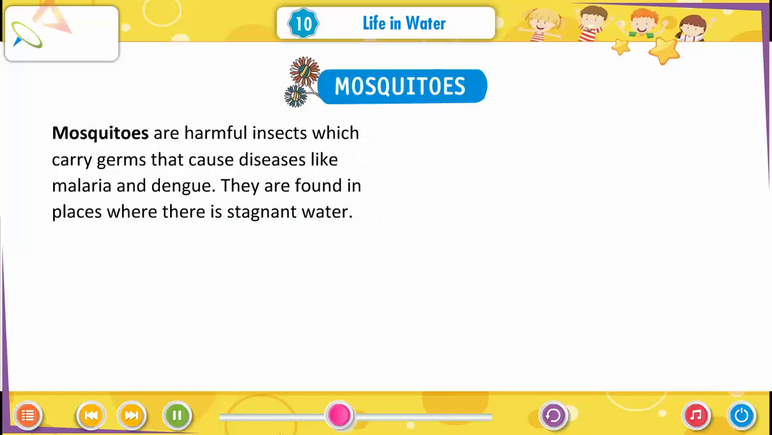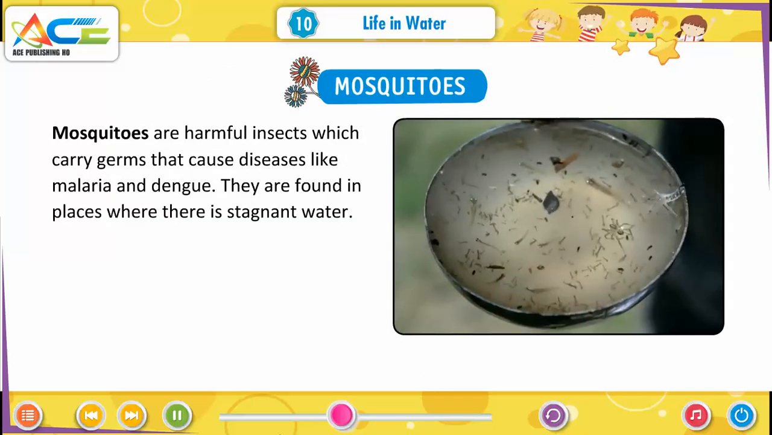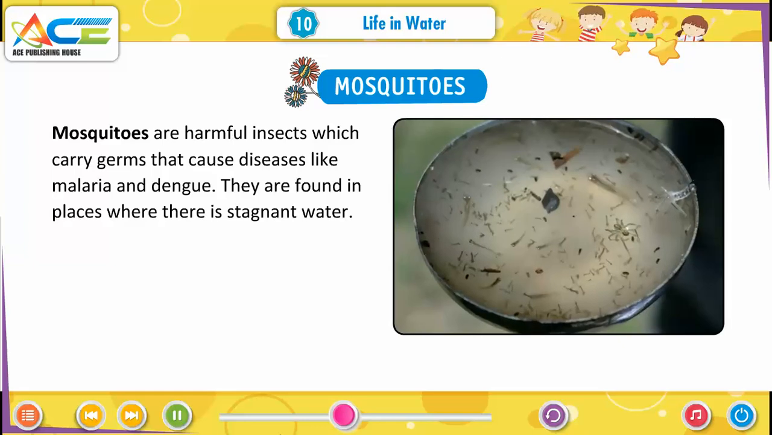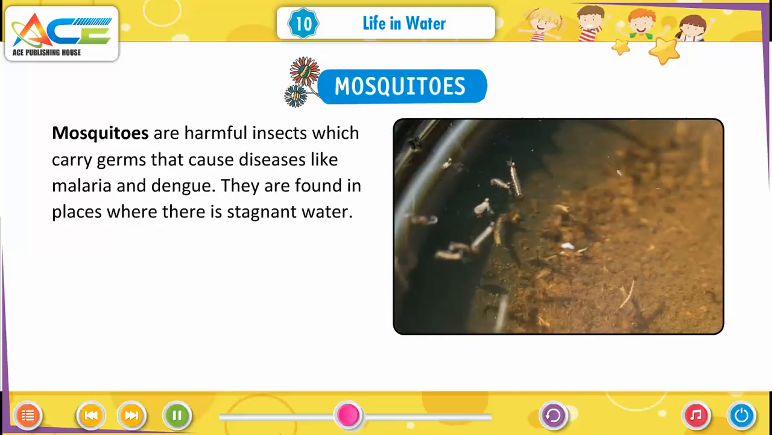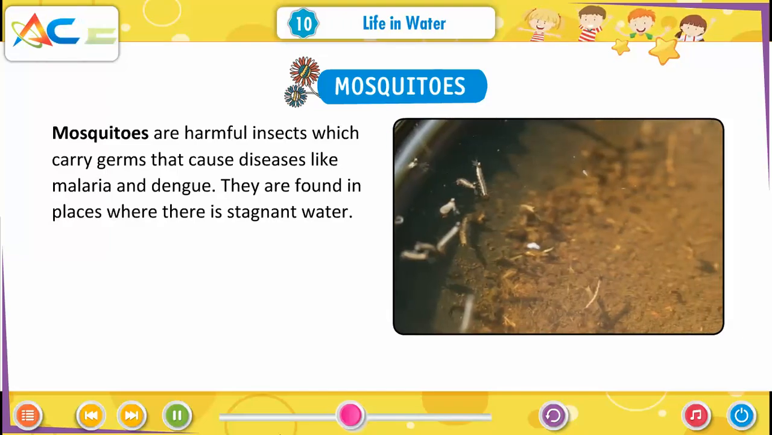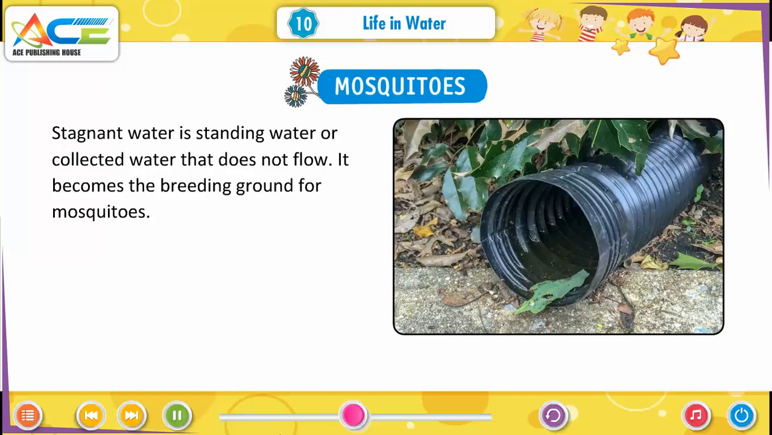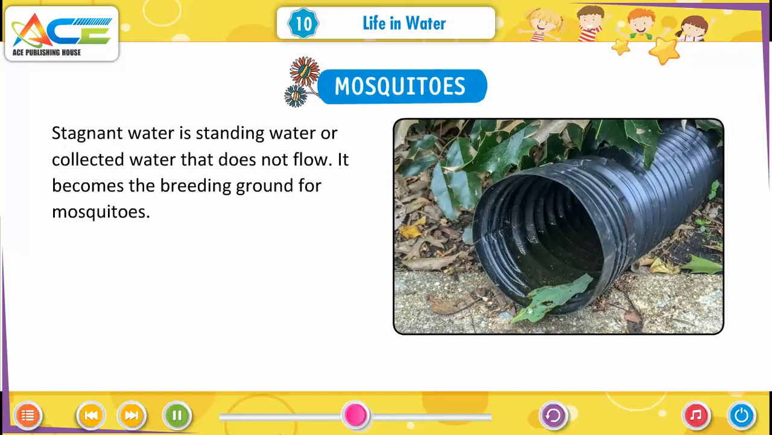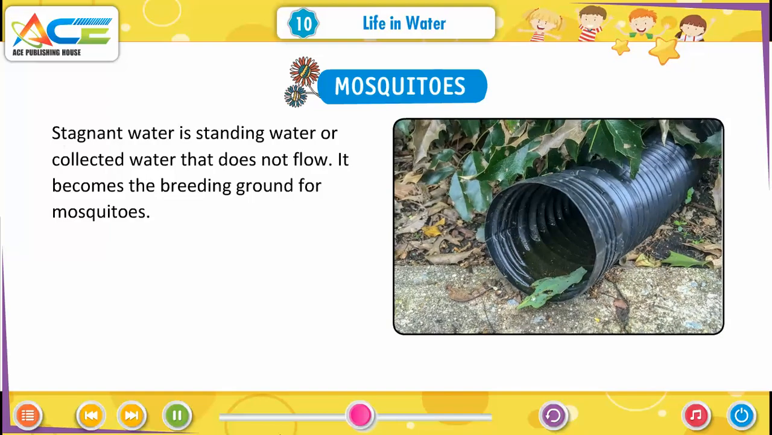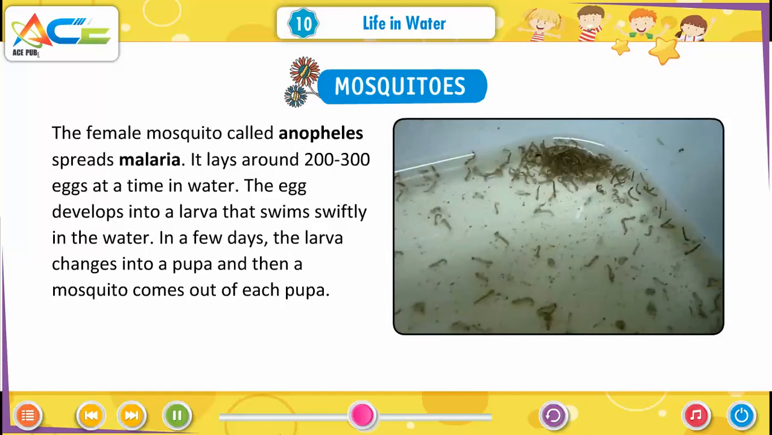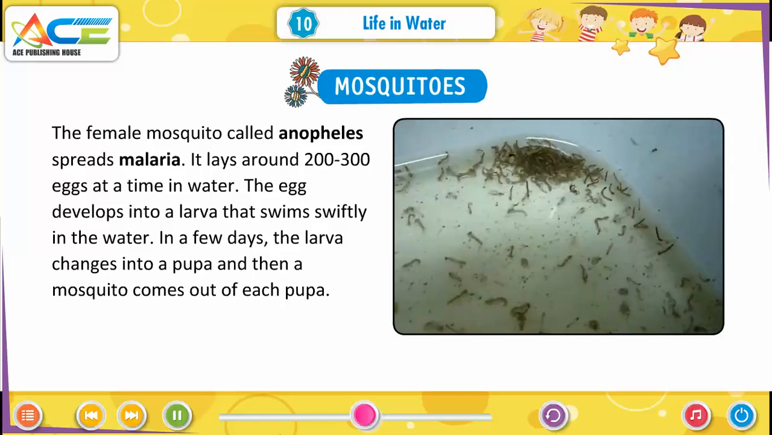Mosquitoes. Mosquitoes are harmful insects which carry germs that cause diseases like malaria and dengue. They are found in places where there is stagnant water. Stagnant water is standing water or collected water that does not flow. It becomes the breeding ground for mosquitoes. The female mosquito called Anopheles spreads malaria.